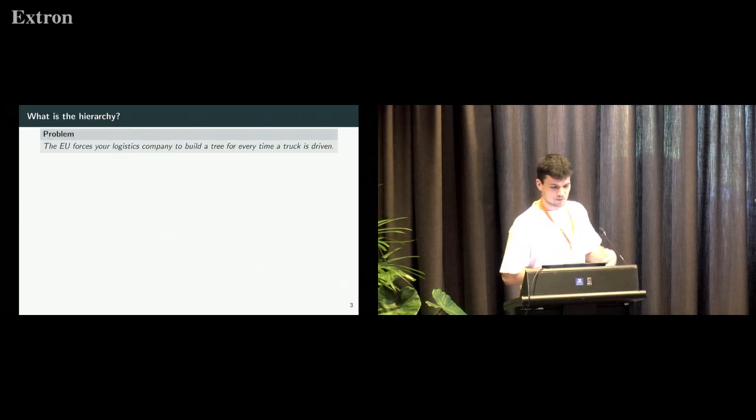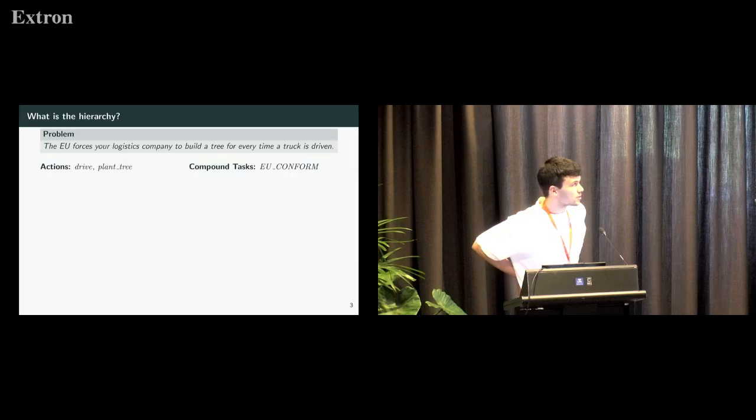Okay, so to get closer to what really this hierarchy is, I wanted to look at a running example. And we planning guys really like our logistics examples. We love driving trucks, right? So consider an example where you have a logistics company, you want to do all the things you already modeled in your classical planning task to drive trucks, but now the EU forces you to also plant a tree for every truck you drive. And maybe planting trees is complicated, so you want to make it an action which also has certain constraints. So how we would model this is to have an action plant tree on top of the drive action and then one compound task which describes this behavior to be EU conform.